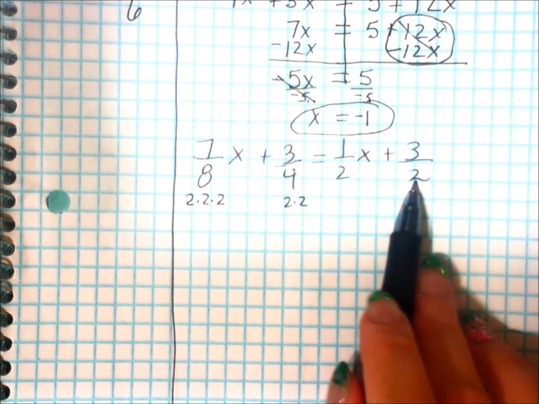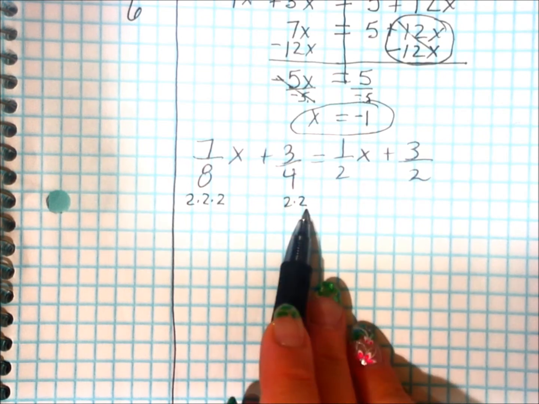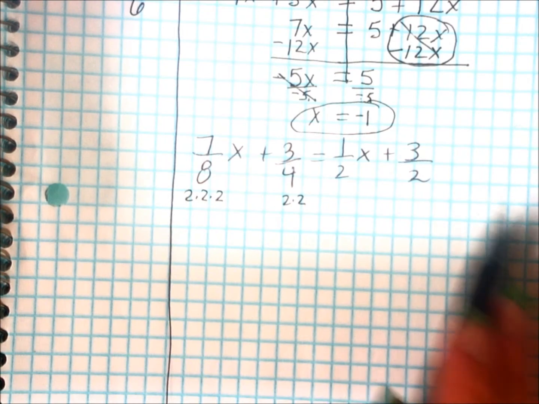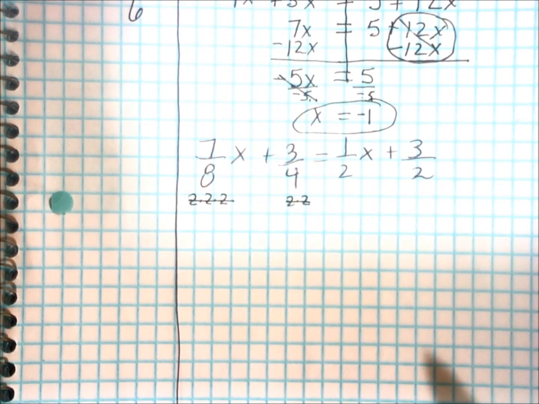Well, in order for this to be common, you need 1 2. Here you need 1 2. Here you need 2 of the 2's. Here I need 3 2's. If I have 3 2's, it covers it all. Okay? So, my common denominator is 8.